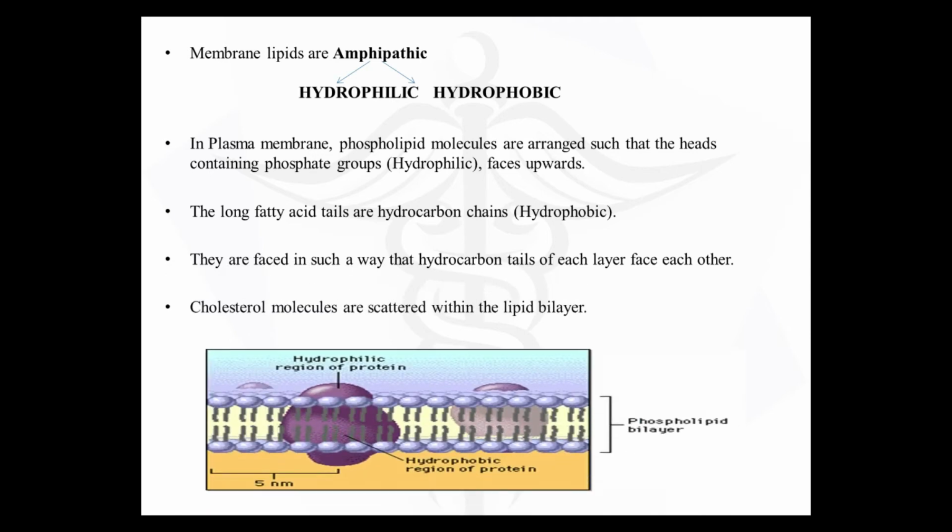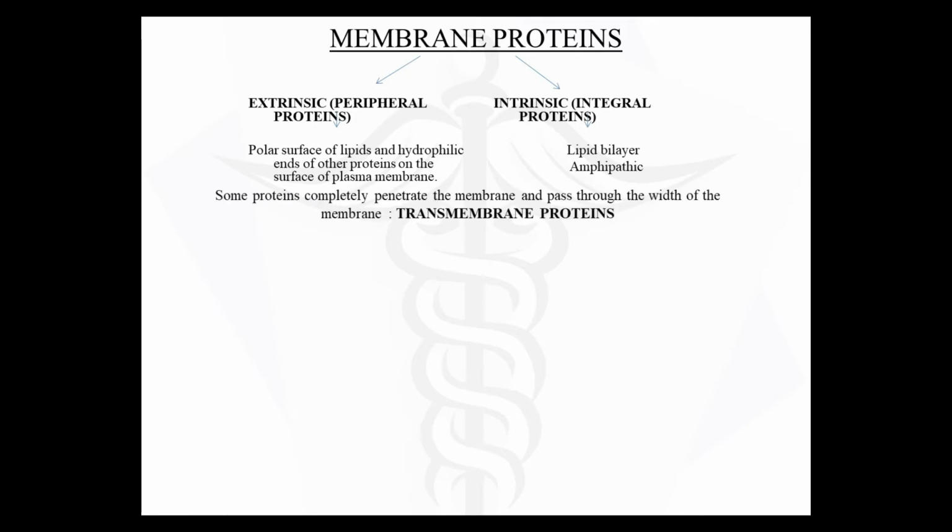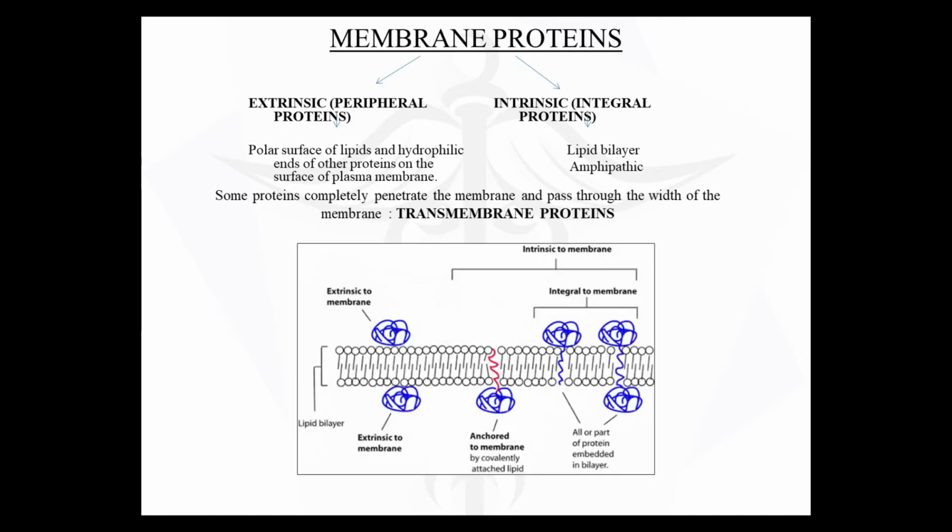Now let's see membrane proteins. Membrane proteins which are present in the plasma membrane are either extrinsic or intrinsic. Extrinsic proteins are bound to the polar surface of lipids and to the hydrophilic ends of other proteins on the surface of the plasma membrane. Intrinsic proteins are firmly embedded within the lipid bilayer. Some proteins which completely penetrate the membrane and pass through the width of the membrane are often referred to as transmembrane proteins. Integral proteins are amphipathic, containing both hydrophilic and hydrophobic ends.